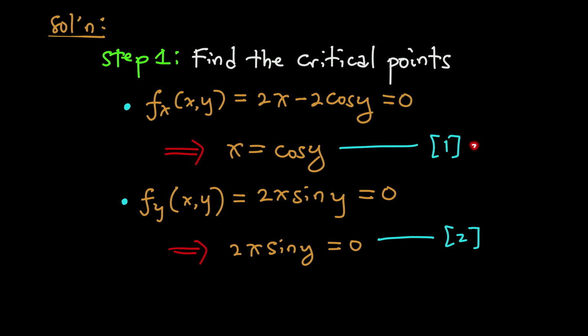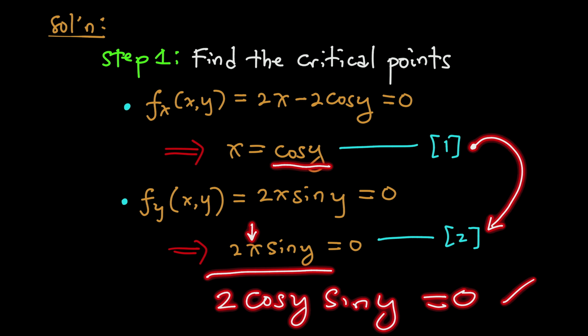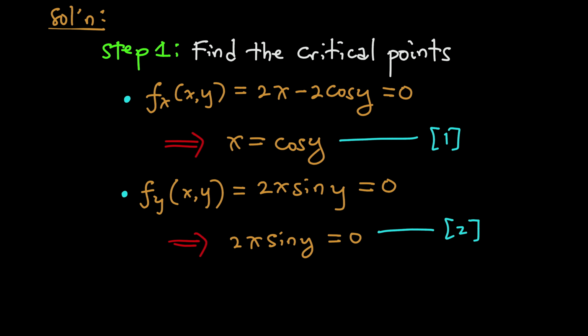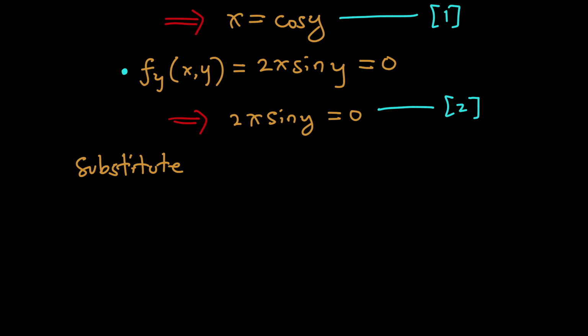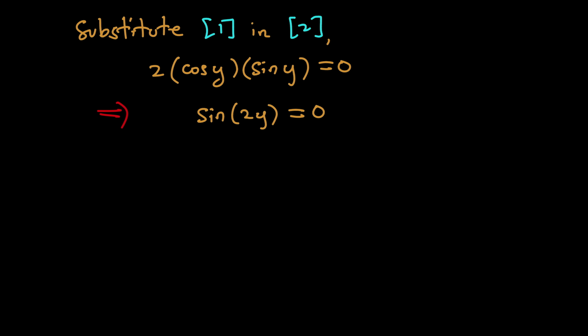Next step is that we substitute this equation into this equation so that we replace the x value here by cosine of y, so that we will have 2 cosine of y sine of y equal to 0, and hence we can solve the value of y. So we substitute equation 1 into it, and then this gives us this equation. Let us now recall the property of this trigonometric form. Here we have this one, which is equivalent to sine of 2y. We will now find the possible values for this input.